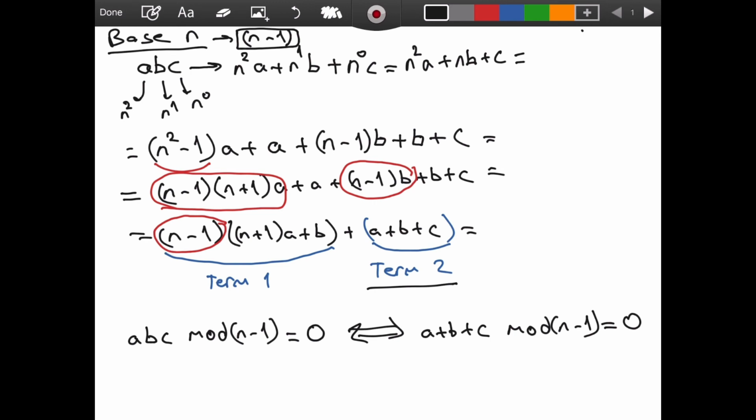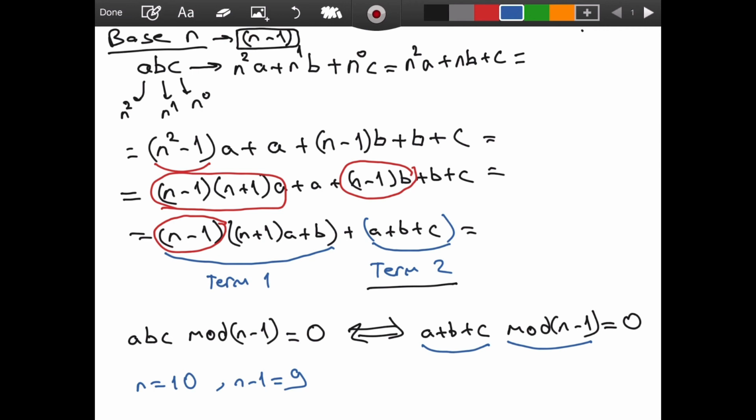So let's see how this gives us our formula for divisibility by 9. Well, for 9, we just say that n is equal to 10, so n minus 1 is equal to 9, which means that what we do here is we add up the digits and we check if it is divisible by 9. That was what we did at the beginning, and you could do a proof for 9 specifically as well, but it is very similar to the one we did with n.